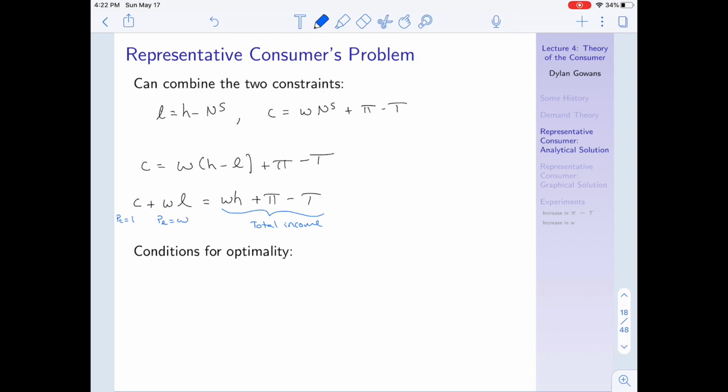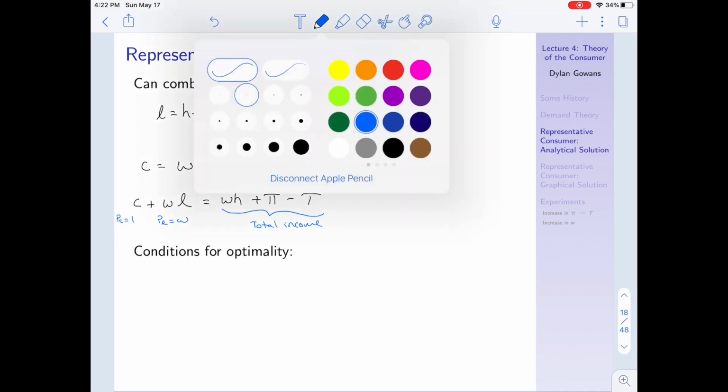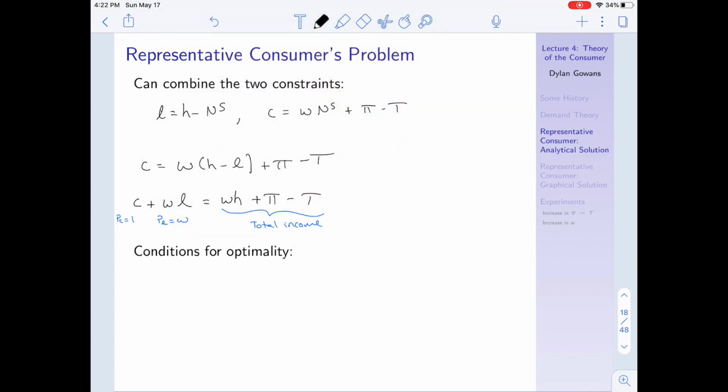When I say the price of leisure is equal to the wage, what I really mean is that when I consume one more hour of leisure, what am I giving up? Well, I'm giving up what I would have got if I was working, which is the wage per hour, W. So if we think about it in that way, we can use the exact same conditions for optimality we had earlier.